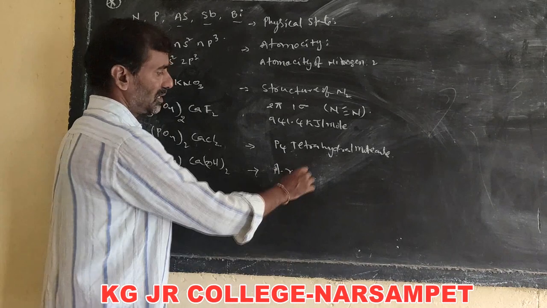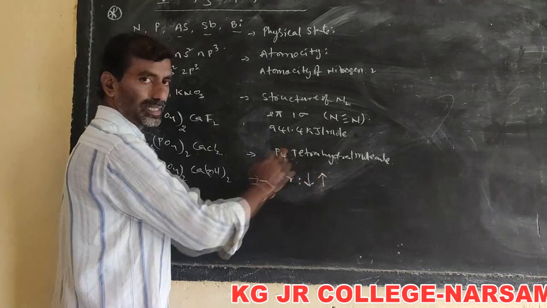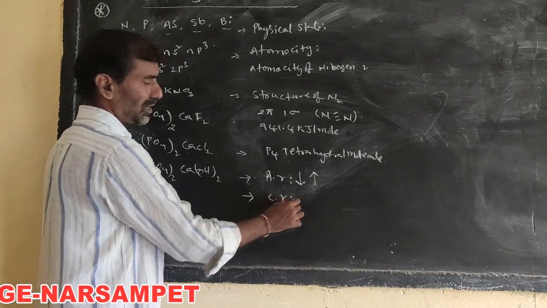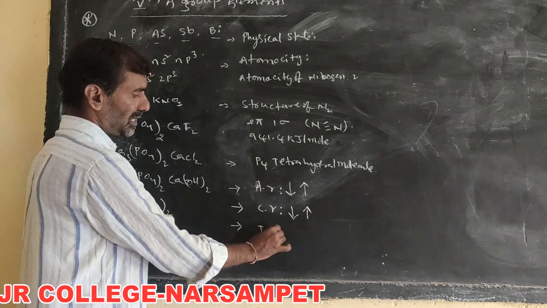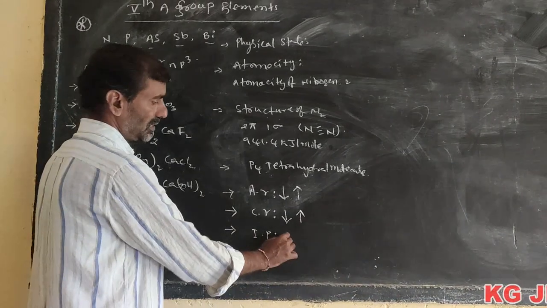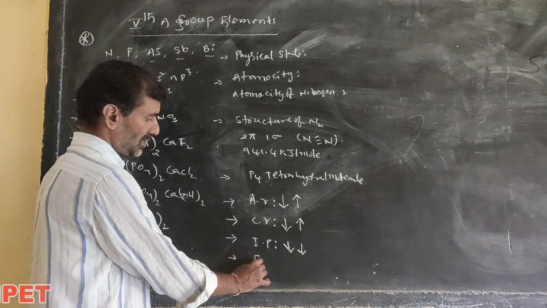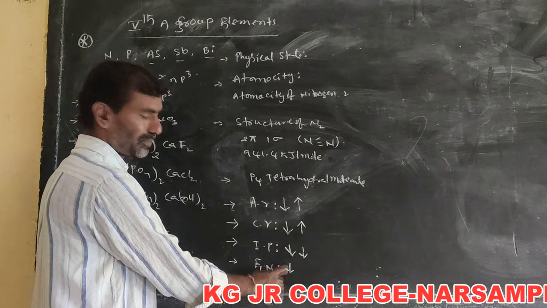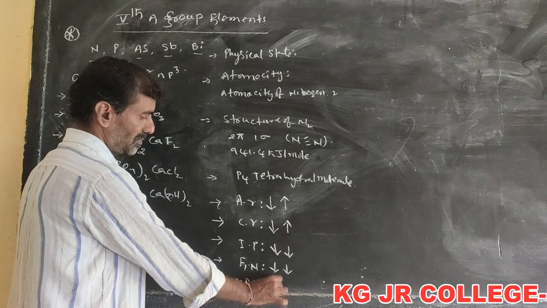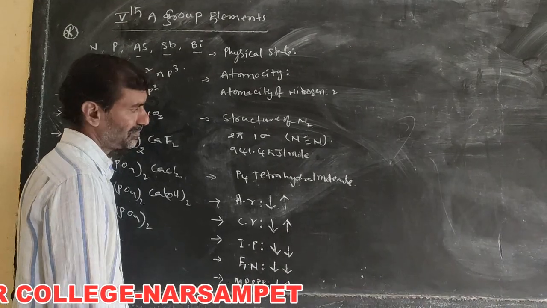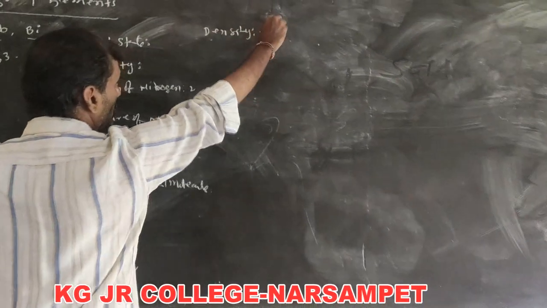Next, atomic radius. Atomic radius in the group increases from top to bottom. Covalent radius also increases from top to bottom. Next, ionization potential: IP values decrease from top to bottom. Reason: atomic size increases. Electronegativity in the group decreases from top to bottom. Melting and boiling points in the group increase from top to bottom. Next one, density: in the group from top to bottom, density increases.